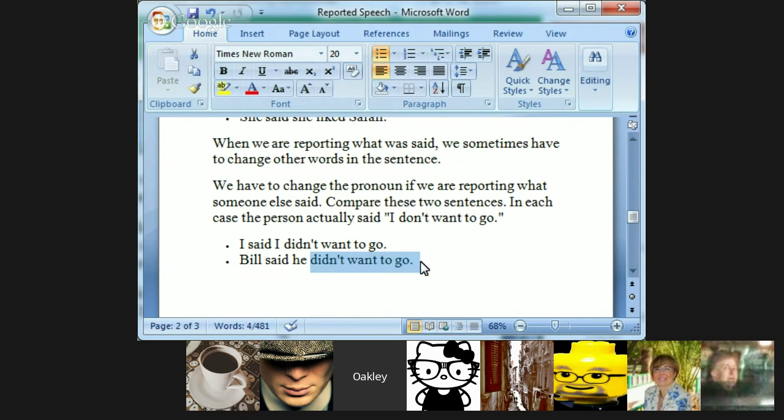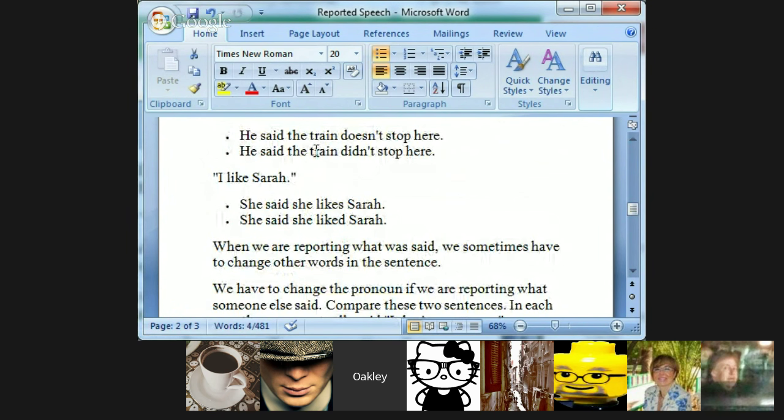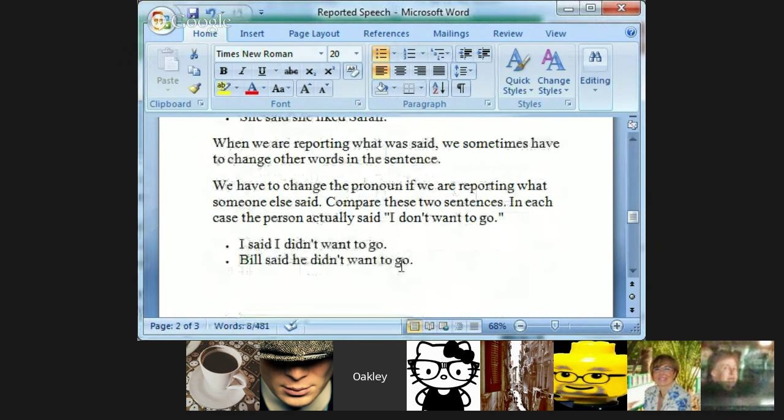All right, this last slightly confusing option. If you know for a fact it's still true, that's when I would not do any backshift. You're 100% sure. If there's any doubt in your mind, maybe Bill changed his mind, you can't know what somebody else is thinking or their opinion, then, okay, Bill said he didn't want to go.